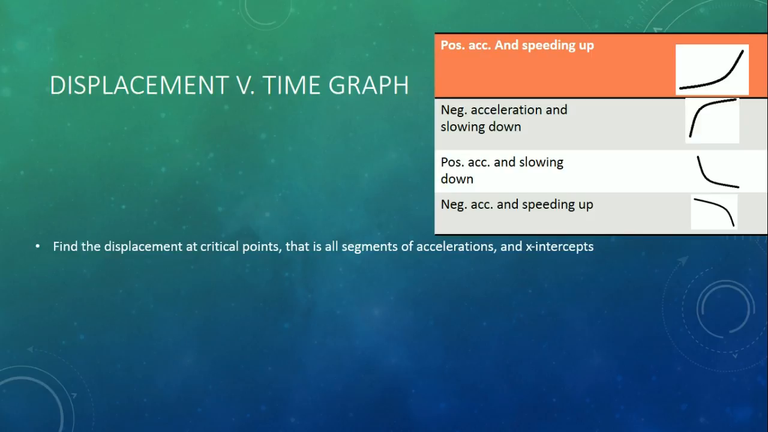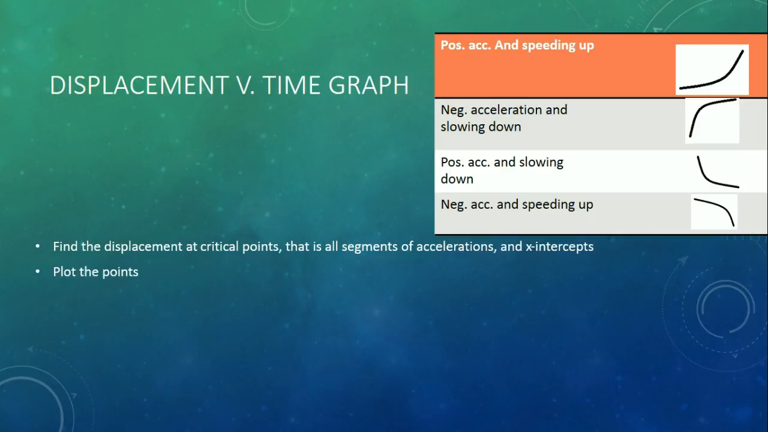So basically the first step is find displacements at critical points. So this means all the segments with different accelerations and then the x-intercept. So whenever the velocity versus time graph crosses the x-axis, you have to plot that point. So that's a critical point. So plot these points first.